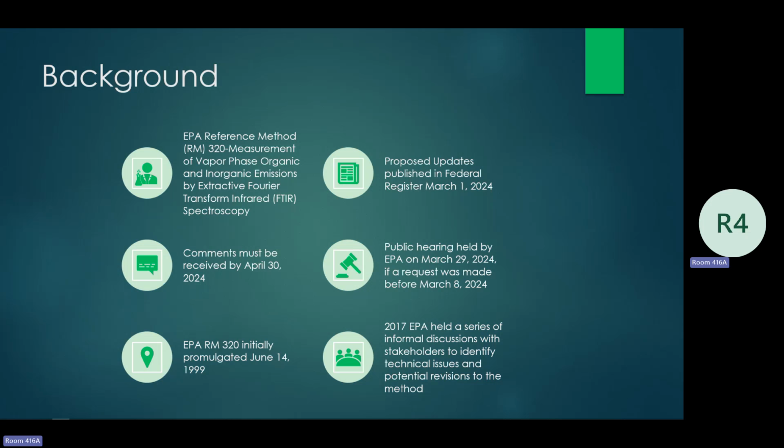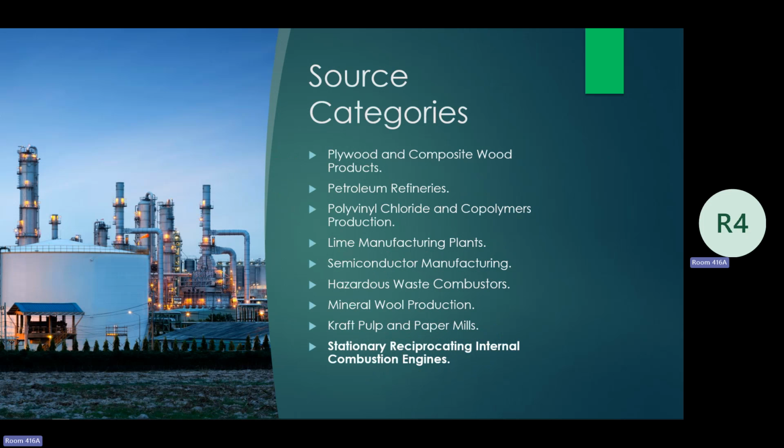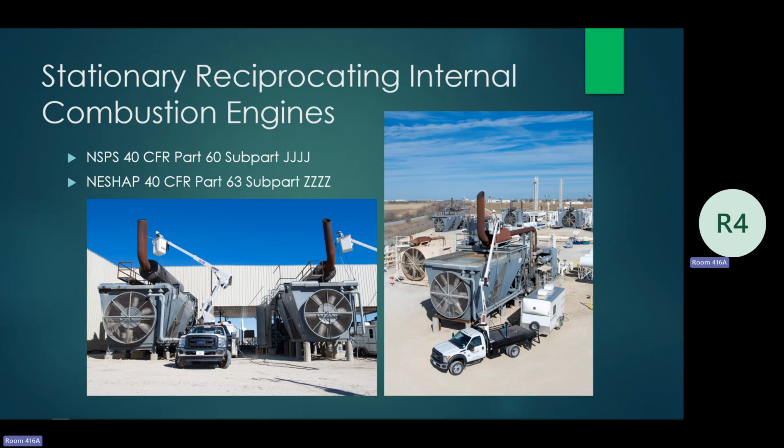Method 320 was initially promulgated about 24 years ago in 1999. In 2017, the EPA started having discussions with stakeholders in regards to some of these changes. The source categories impacted by these proposed changes are as follows. Again, we're going to focus here on stationary RICE. The primary applicable regulations that are going to be impacted would be our Quad J and Quad Z regulations that come out of NSPS 40 CFR Part 60 and NESHAP 40 CFR Part 63. Again, dealing with stationary RICE.